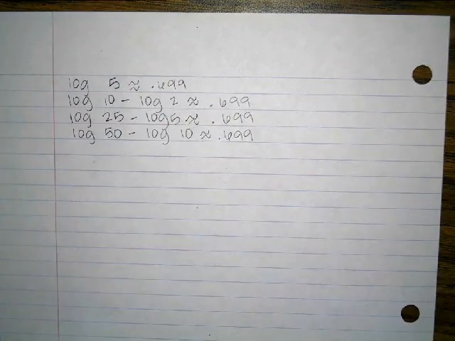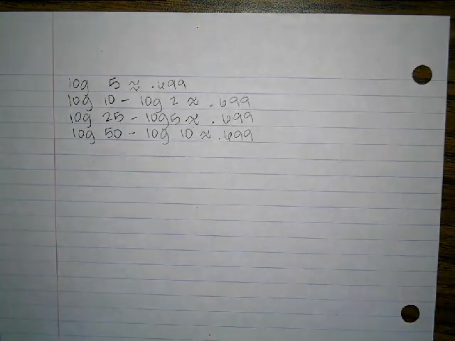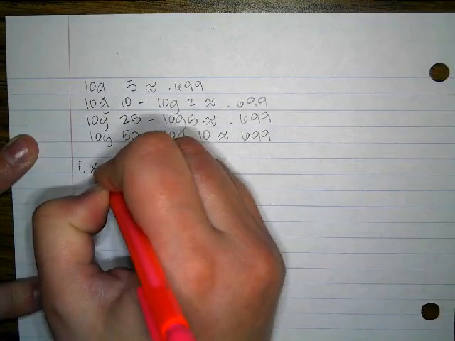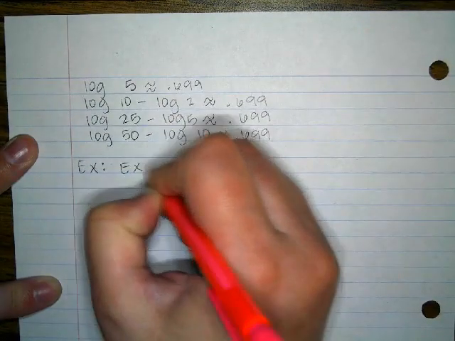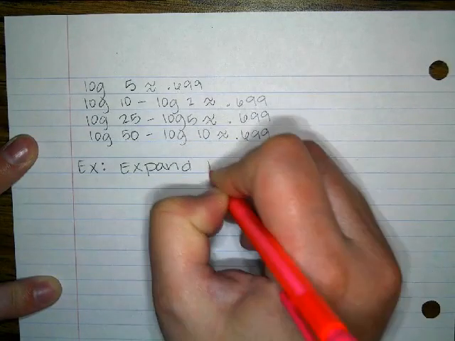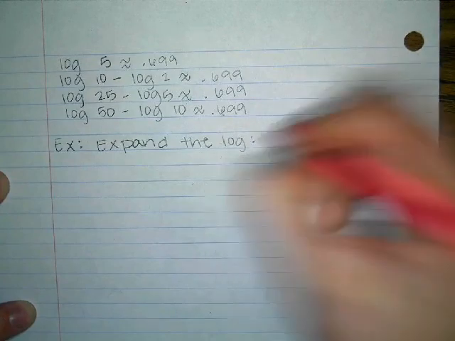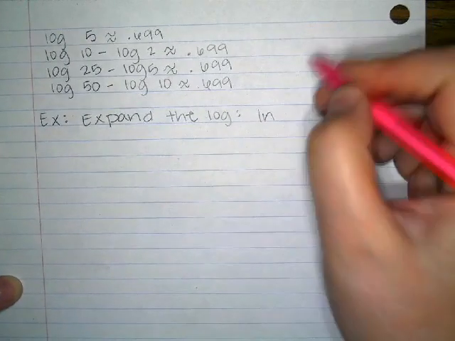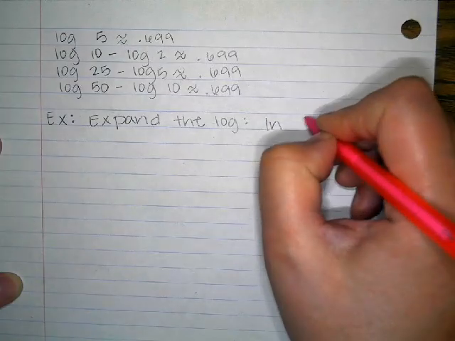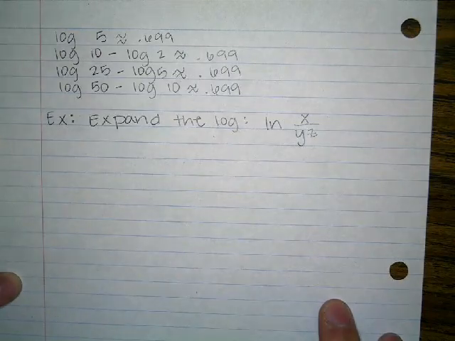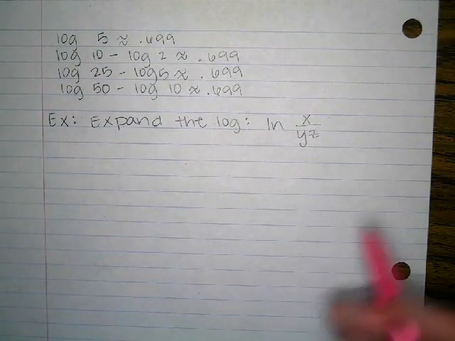So if I'm writing something like, expand the log, let's say, we'll say ln of x divided by yz. I'll write it like this. If we want to expand this, then I have 1, 2, 3 things written down.